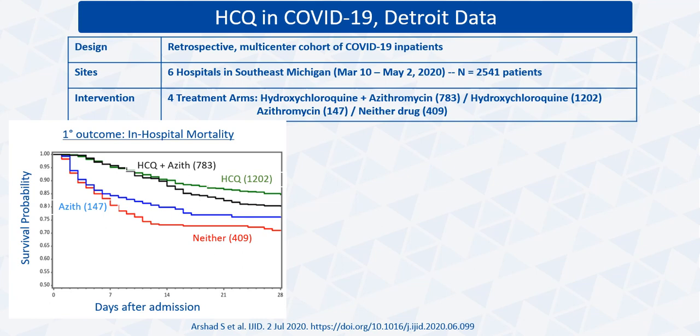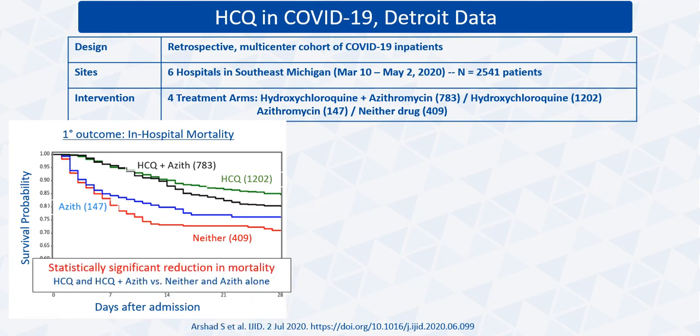The primary outcome was in-hospital mortality, and on this graph you can see survival probability on the left-hand side, or the y-axis, and days after admission on the x-axis. The black and green lines represent the two study arms of patients who received hydroxychloroquine. The rate of in-hospital mortality was lower in these groups compared to the patients who received either azithromycin alone or neither treatment. So that was a statistically significant reduction in mortality.